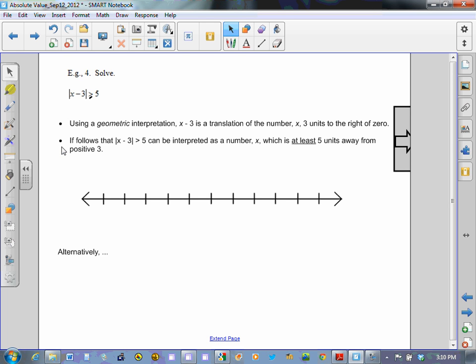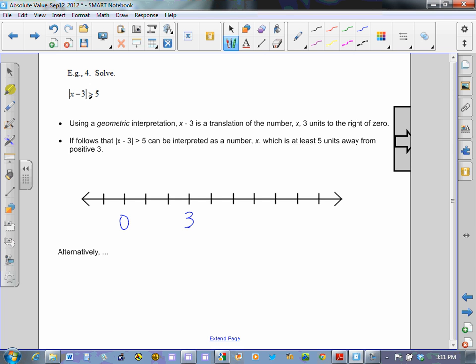So using a geometric interpretation, x minus 3 is a translation of the number x 3 units to the right of 0. Okay, so the number x, wherever that happens to be, we're going to translate it 3 units to the right of 0. So let's say that 0 happens to be, why don't we put it on this end here? We'll go 3 units to the right. Okay, so 3 is going to be the number that we're going to reference.